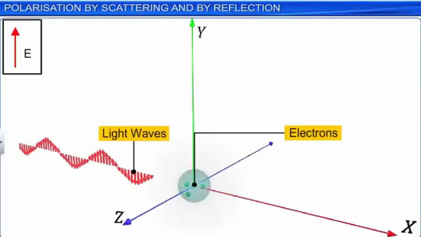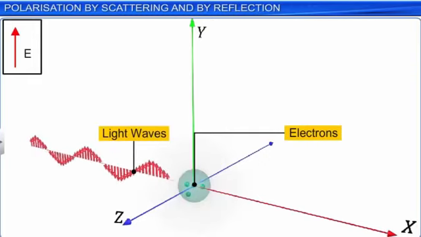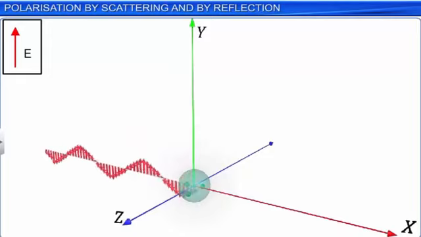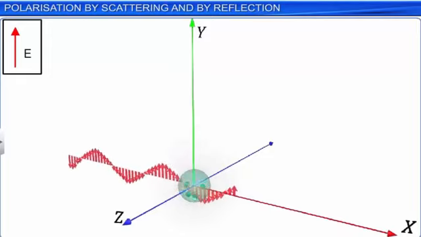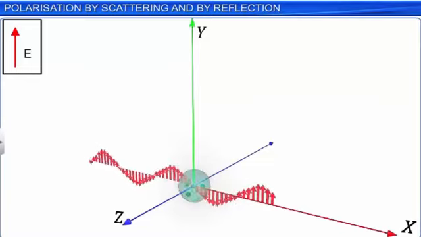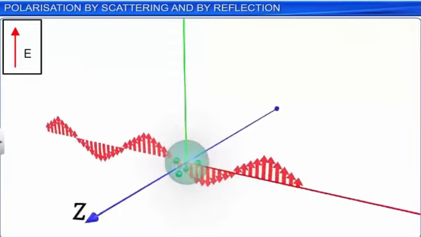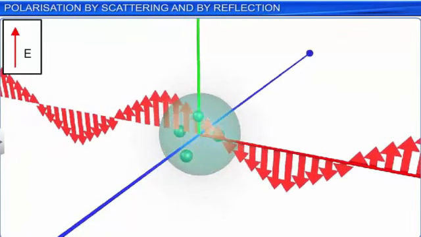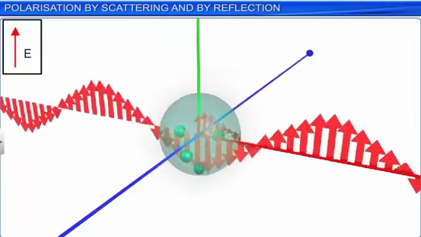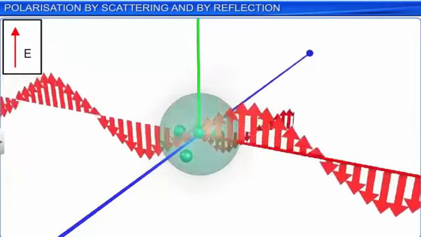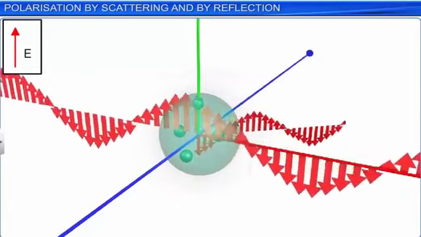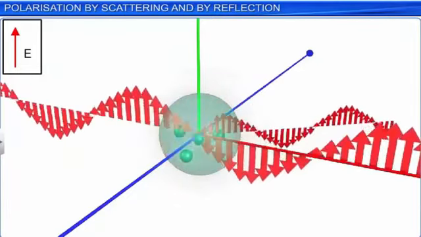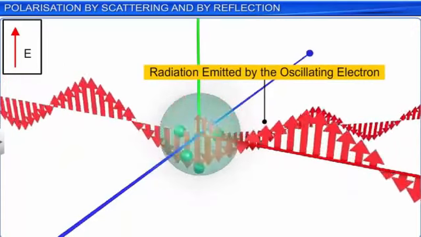Let us first study polarization by scattering. When light waves propagate in a medium, they cause the electrons of the atoms of the medium to oscillate periodically. In fact, these oscillations of the electrons are in the direction of the electric field vector of the incident light. We know that these oscillating electrons emit radiations. The propagating wave is a result of the incident light and the radiations from the oscillating electrons.